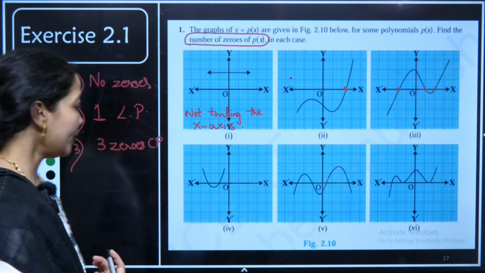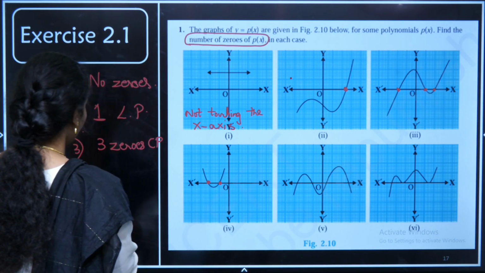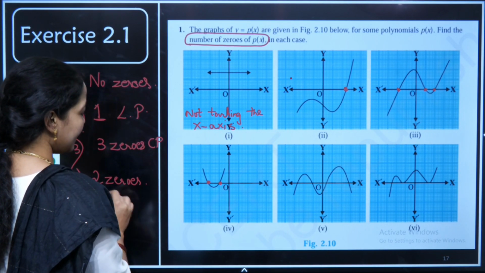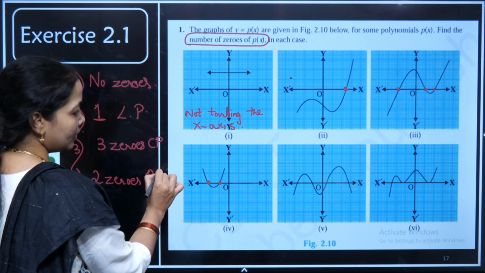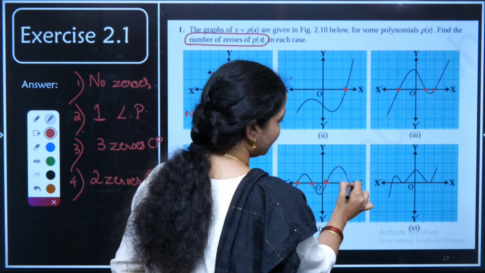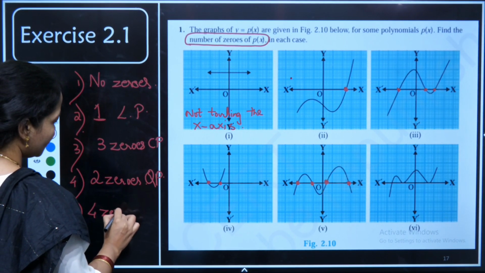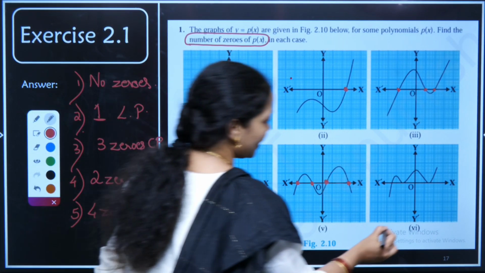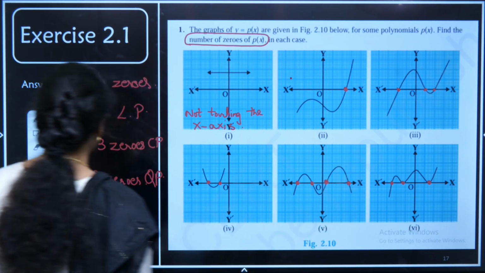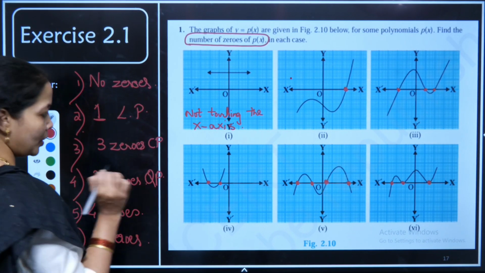Okay. So moving on to the fourth one, two different positions, 1 and 2. So for the fourth one, we have 2 zeros, and it will be a quadratic polynomial. Fifth one, 1, 2, 3, 4. Therefore, fifth one is 4 zeros. Sixth one, 1, 2, 3. So it is cubic polynomial. 3 zeros, cubic polynomial.